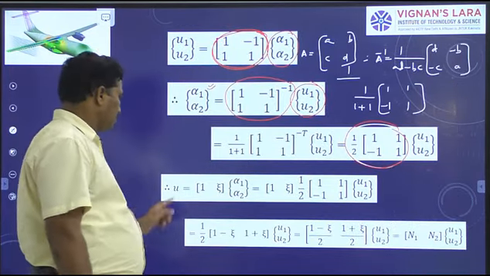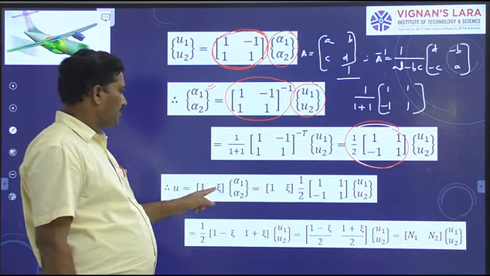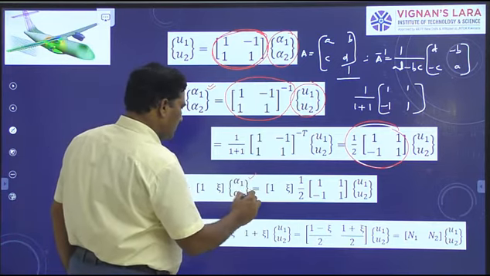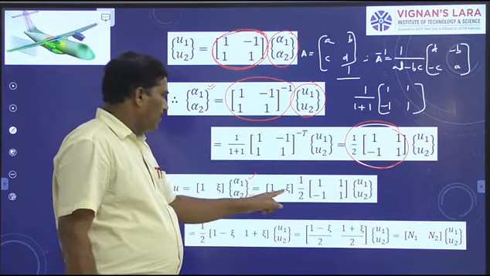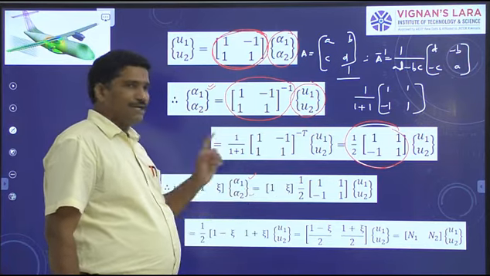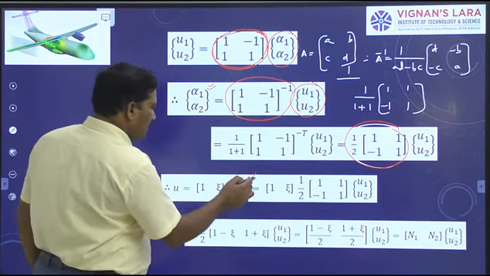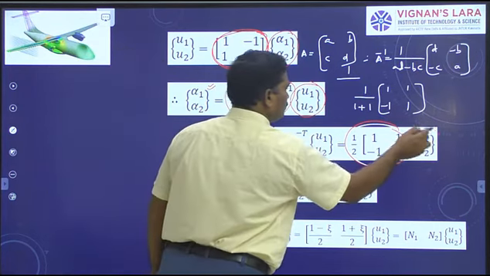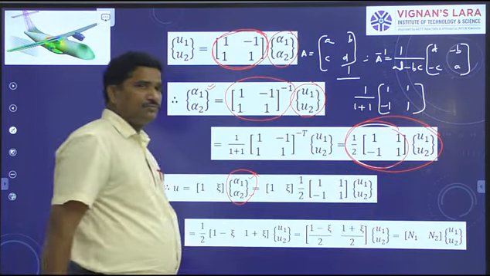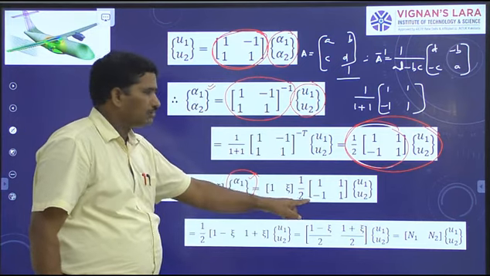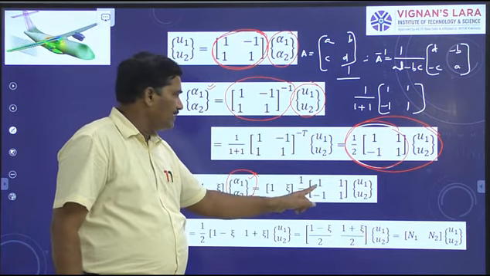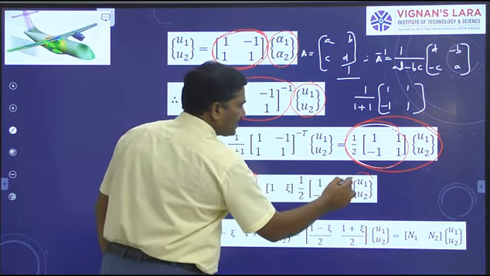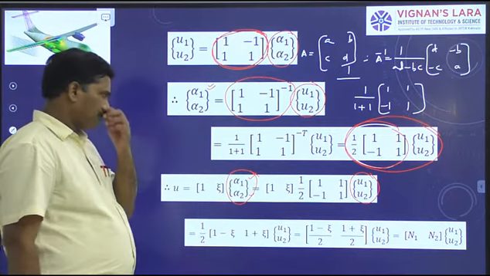Same expression we take. So u equals a row matrix having the elements 1 and j into a column matrix having the elements alpha 1 and alpha 2. This equals a row matrix having the elements 1 and j into, in place of this, what you have to do? You have to substitute this. So 1 by 2 into a 2 by 2 matrix having the elements 1, 1, minus 1, 1 into a column matrix having the elements u1 and u2.